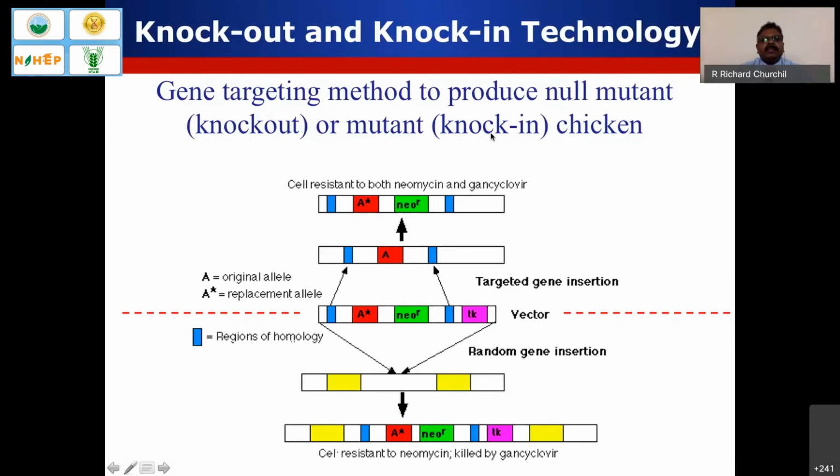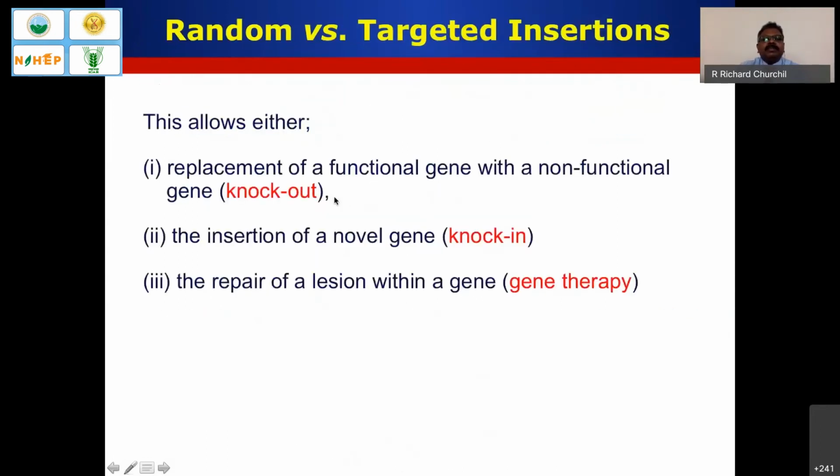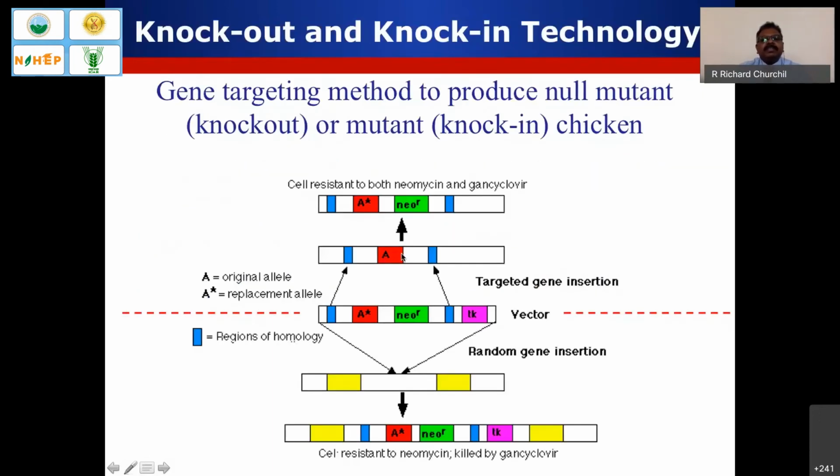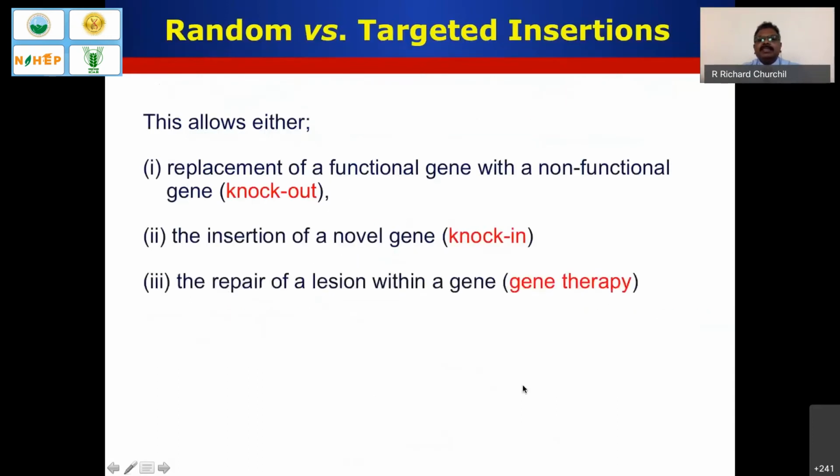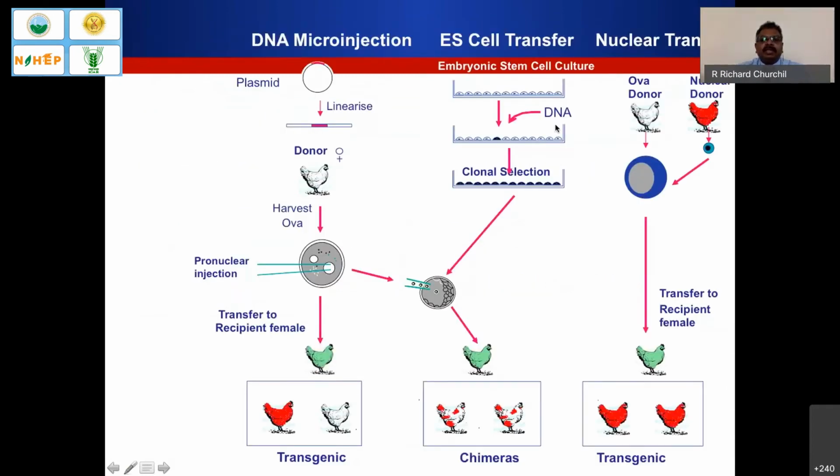Chicken or animal. So knockout technology, knock-in technology, and gene therapy. If this gene is having some defects, then you can modify that by molecular technology, and then a gene with a correct sequence can be inserted so that the disease can be prevented in the individuals or the progenies. If it is done for that purpose, then it is called gene therapy. So these are the different methods, comparatively.